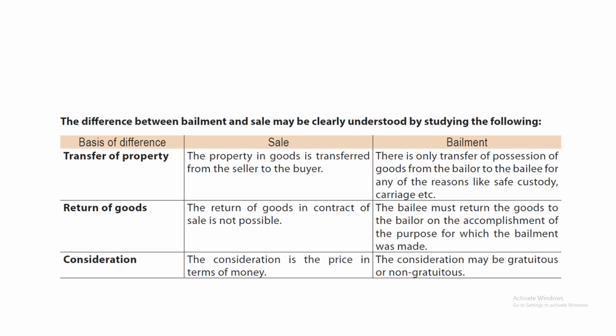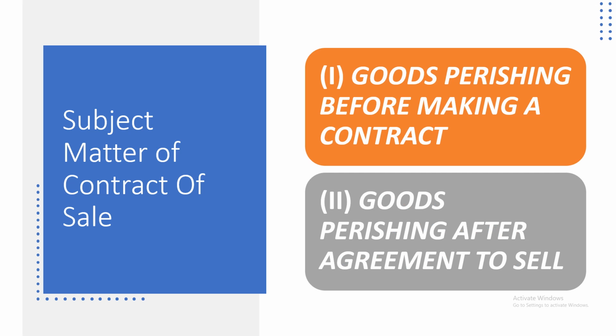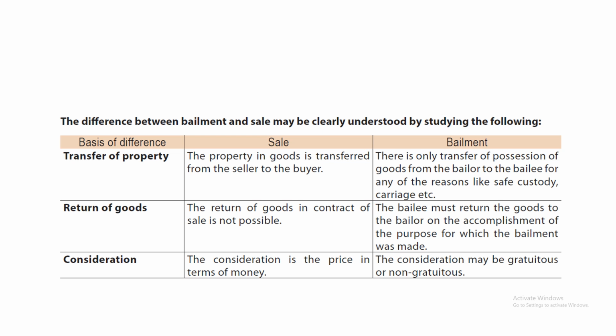Let us check out the difference between sale and bailment. The property in goods is transferred from the seller to the buyer in case of sale, whereas there is only transfer of possession from one person, that is bailer, to the bailee in case of bailment. Second one, the return of goods in contract of sale is not possible, whereas the bailee must return the goods to the bailer in case of bailment.